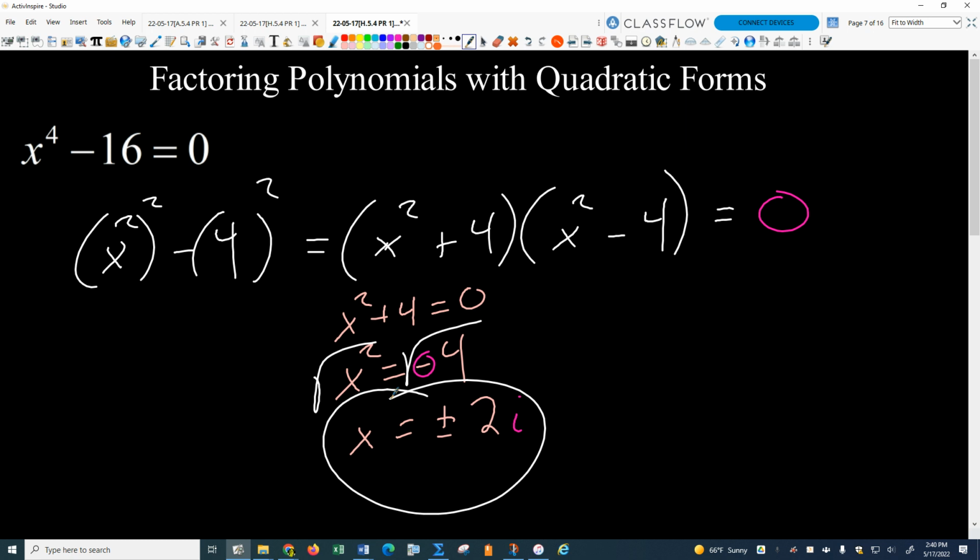How about this one over here? This is a little better. x squared minus 4. If I solve for x, what am I going to get there? x equals plus or minus 2, right? I'll add the 4 to the other side and square root it. So I'm just doing x squared equals 4, so x equals plus or minus 2. I get 2 real solutions and 2 imaginary solutions. Okay, good.